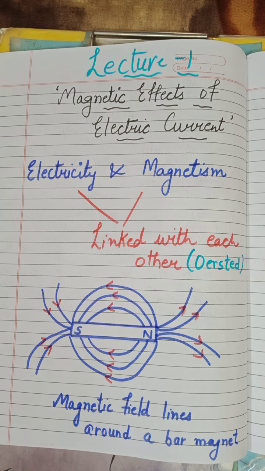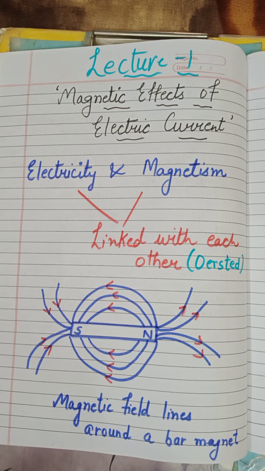As we know, there are different effects of electric current. Like in the previous chapter, that is in chapter electricity, we have discussed the heating effect of electric current. Also, we know the chemical effect of electric current, which we have discussed in detail in the 8th standard. Now here the third effect which we are going to share is magnetic effect of electric current.